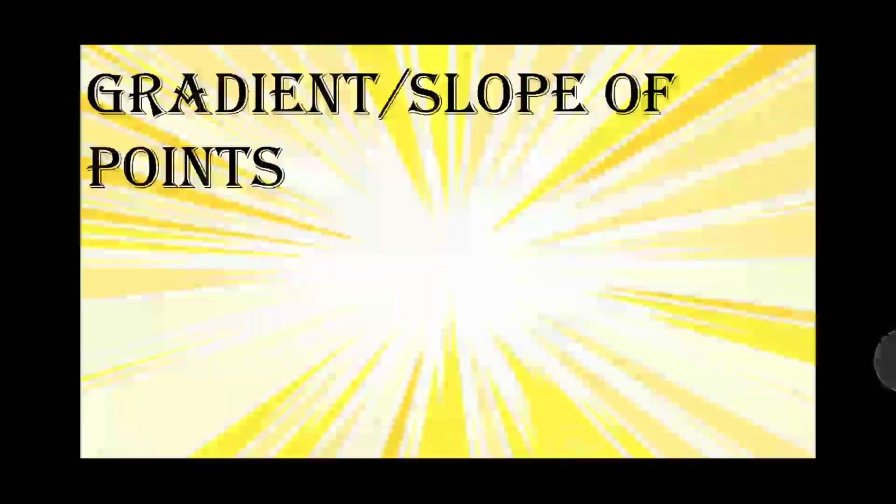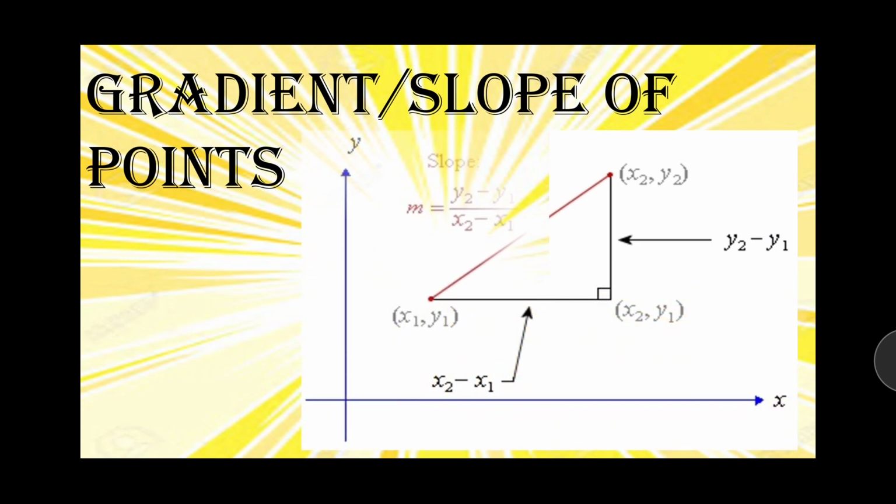Good. Now let's look at the slope or gradient of points. Gradient means exactly the same thing as slope. We can also find the gradient of points when points are given. That can only be done using a simple formula, as you can see on this diagram on the screen right away. So the formula for slope is y2 minus y1 over x2 minus x1.